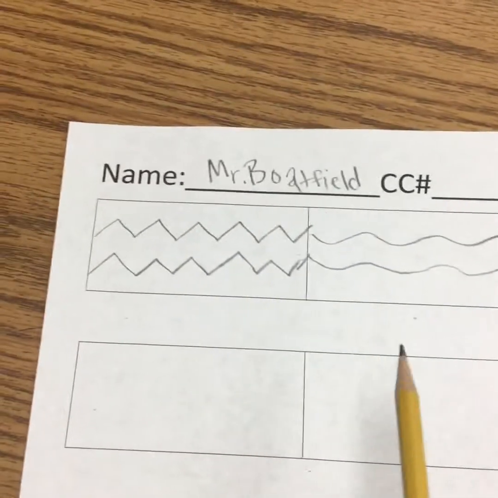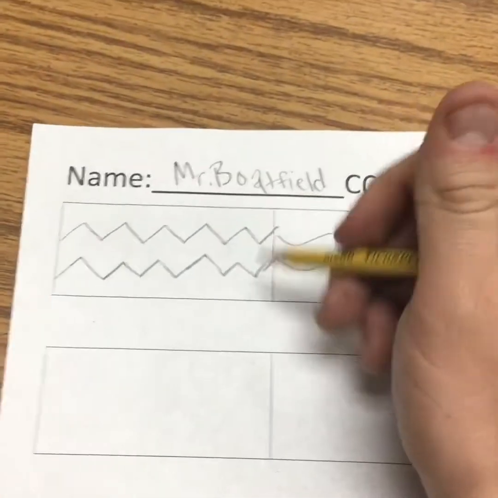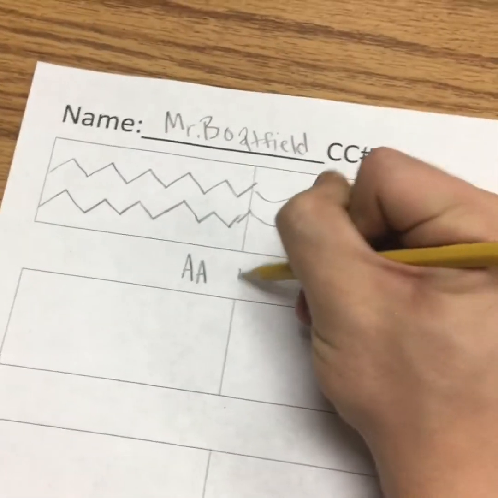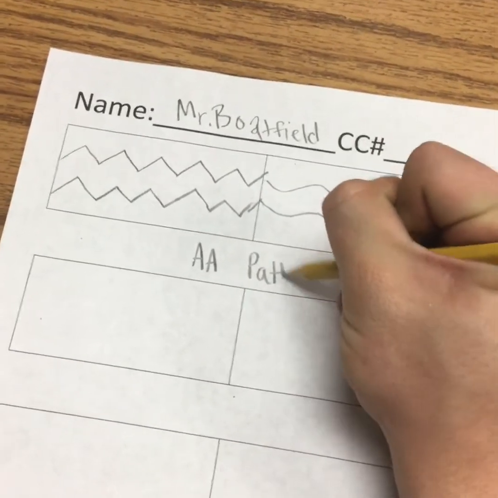Awesome. So these patterns, these are called AA patterns. So I'm gonna write AA. So 2 A's and then the word pattern. P-A-T-T-E-R-N.